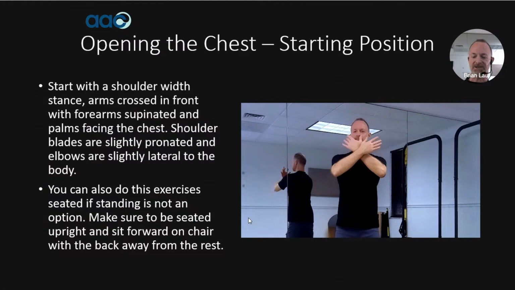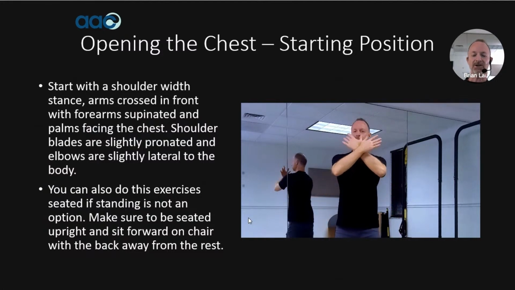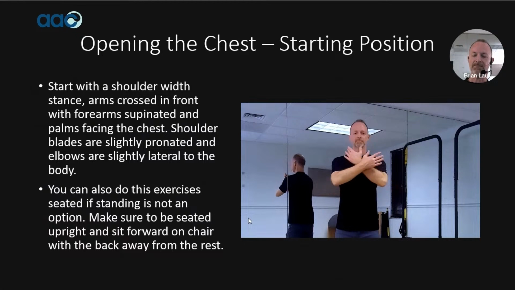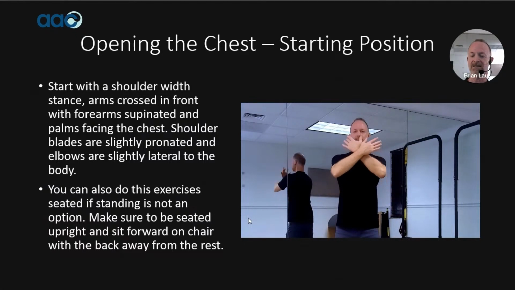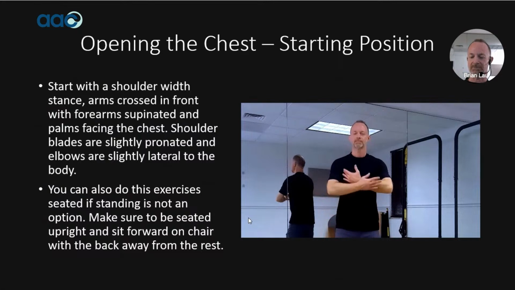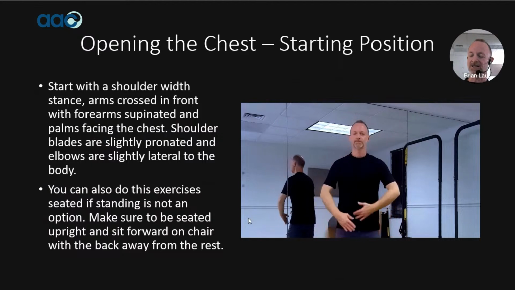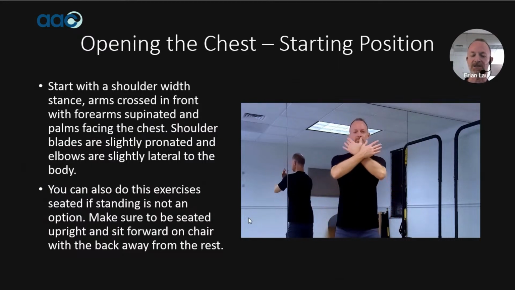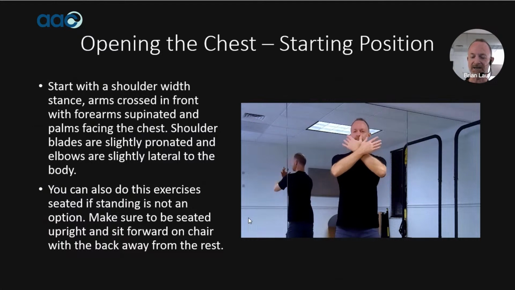So this is the starting position. This video will loop and you can see it as I'm talking about it. So I'm going to start by bringing the hands up. I'm standing in a shoulder width stance. My arms are going to cross in front of the body. The forearms are supinated, which means basically the palms are facing me, facing the chest. The hands are a little ways away from the body, so the shoulder blades are slightly protracted, and the elbows are slightly lateral to the body. So that's our starting position.